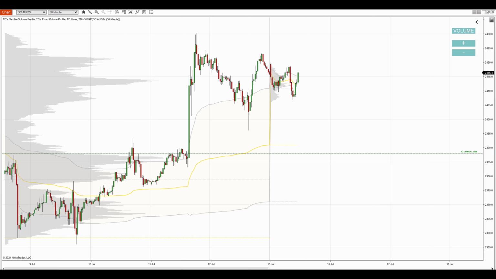What you see before you is the NinjaTrader 8 platform with my custom-made volume profile and VWAP indicators. And the first idea that I'd like to talk about is on gold. So this is the gold futures 30-minute chart. And the level that I'd like to talk about is this support in here at 23.88.